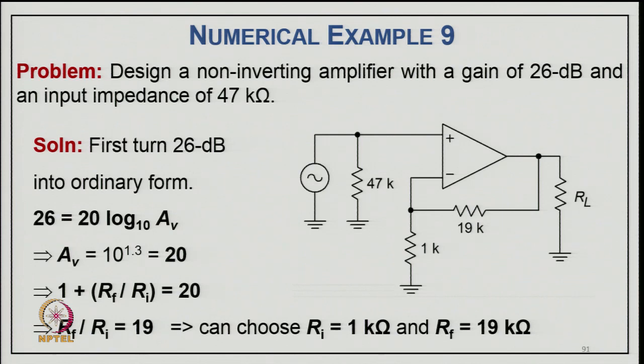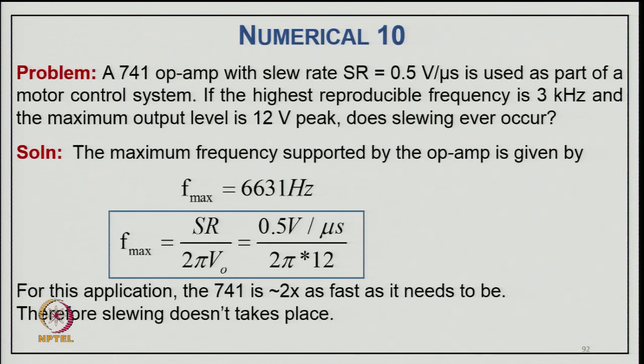So, first converting 26 dB to ordinary form, 26 equal to 20 log10 A, so the voltage gain A will be 10 to the power 1.3, that is 20, and 1 plus R_f upon R_1 equals 20, so R_f equals 19 R_1. Then we can choose R_1 equal to 1 kilo ohm, then R_f becomes 19 kilo ohm, as it is shown here.